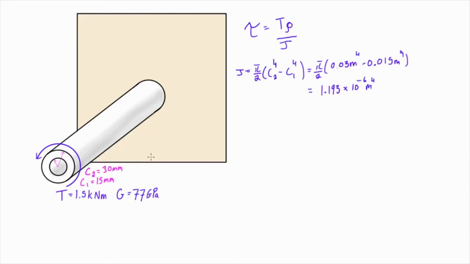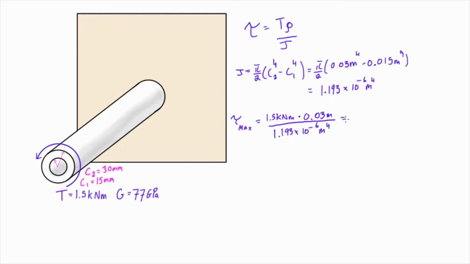All right, so now we can go ahead and calculate our max shear. So let's do that one first. For max shear, we're going to have 1.5 kilonewton meters. That is our internal torque, and then we have 0.03 meters, because we know that our max shear will occur at that max distance at C2, so we plug in C2 there, and then we throw this all over J, which was 1.193 times 10 to the minus 6 meters to the power of 4.